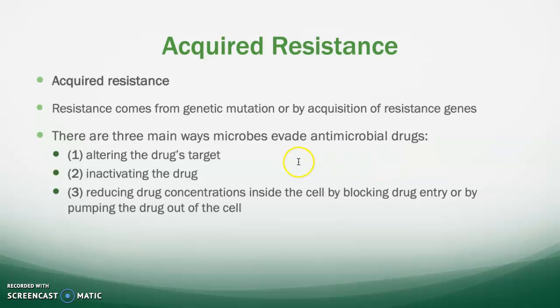So the three main ways that microbes can evade an antimicrobial drug is they can either alter the drug's target. So if the drug has a particular target, maybe there's a mutation that makes that target look slightly different. Inactivate the drug. This is often what happens with penicillin. Ones that are resistant to it can actually break up the drug before it can cause harm to the cell. And then the last way that bacteria can have resistance is through reducing the drug concentration within the cell. And this can either be through blocking the drug from coming into the cell, or perhaps they have a pump that can actually pump the drug out of the cell as it enters.